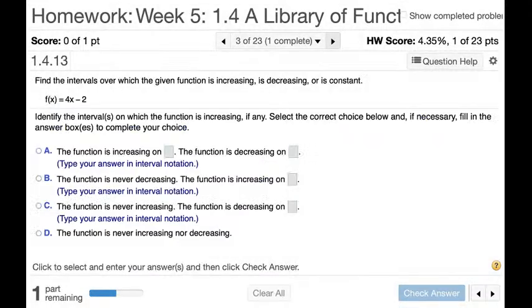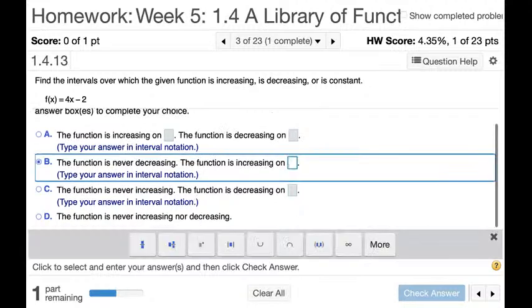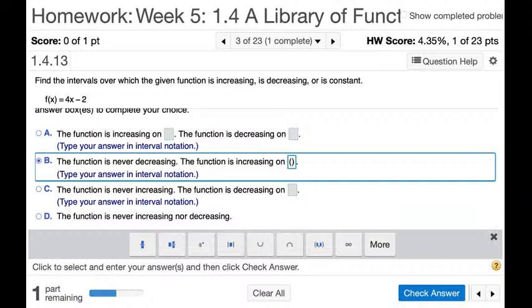Find the intervals over which the graph is increasing, decreasing, or constant. So notice this is just going to be a diagonal line with a slope of positive 4 and a y-intercept of negative 2, right? So as we trace it left to right, it should be going up. It has a positive slope, so it should be increasing. It's never decreasing. The function is increasing over the entire domain. So we say it's never decreasing, and it's increasing from negative infinity to infinity.